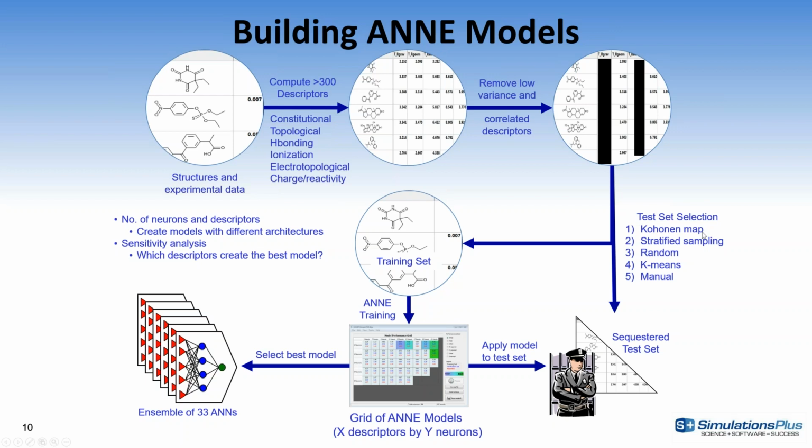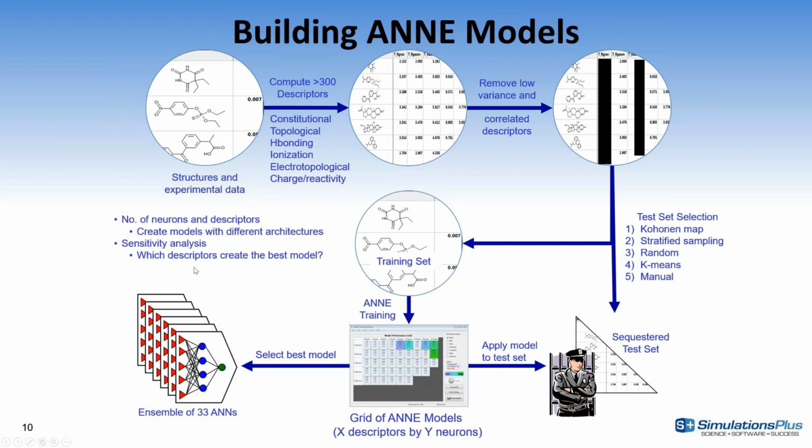Next, we create a test set, and we have multiple methods for creating that test set. And then this is set aside and sequestered. The rest of the molecules go into the training set and used in the training algorithm. A priori, we don't know how many neurons and descriptors are going to create the best model, so we create a grid of different model architectures. So these are different numbers of neurons and different numbers of descriptors for each one of the cells in this grid. And we perform a sensitivity analysis to determine what descriptors could create the best model.